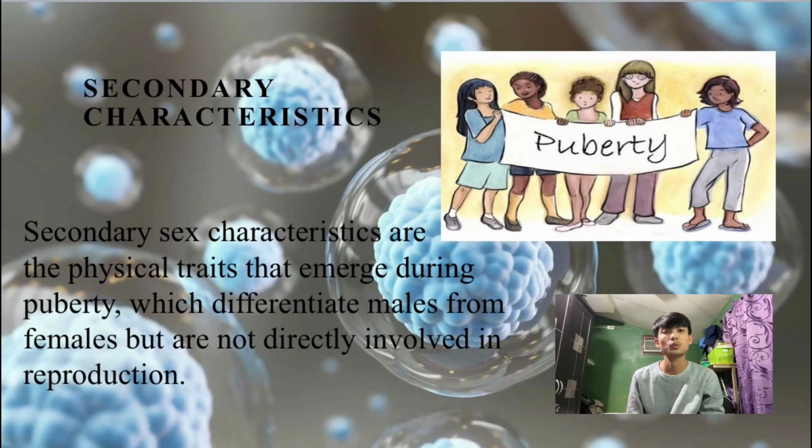So, good day everyone. I am Glenn Malaysian, and I'll be discussing secondary characteristics. Secondary characteristics are physical traits that emerge during puberty, distinguishing the biological sexes of humans and other animals but are not directly involved in reproduction. These characteristics are different from primary sexual characteristics, which pertain directly to the reproductive organs.